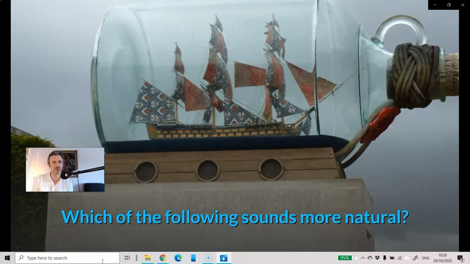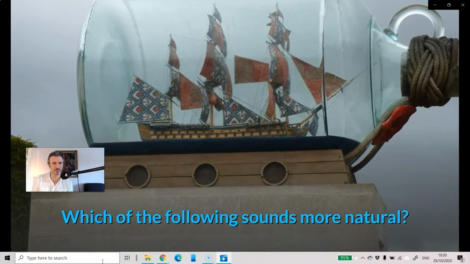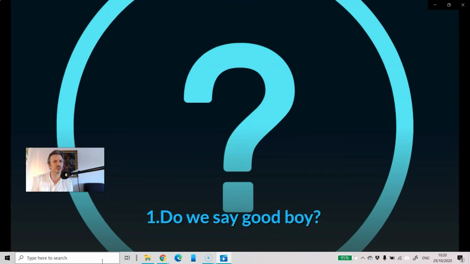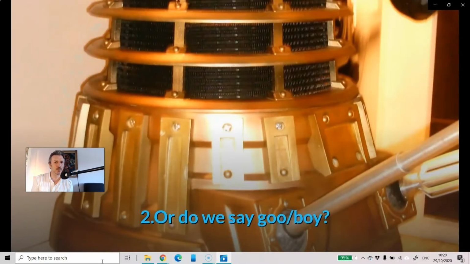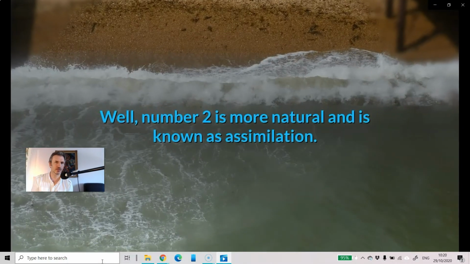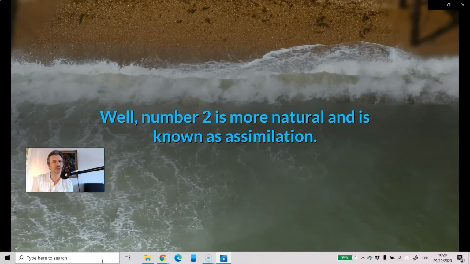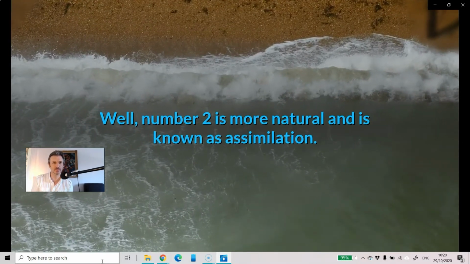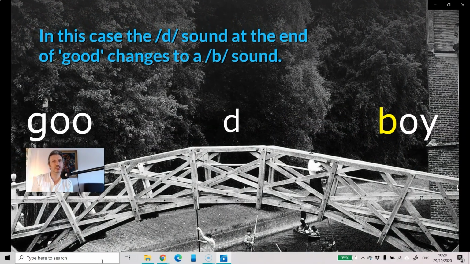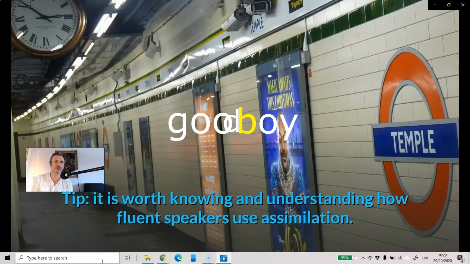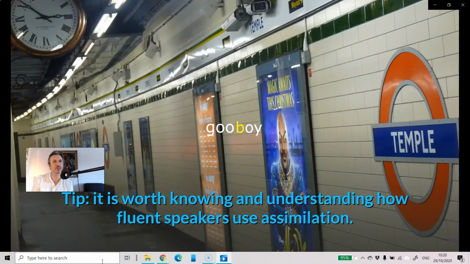Which of the following sounds more natural? Do we say "good boy"? Or do we say "gub boy"? Well, number 2 is more natural and is known as assimilation. In this case, the d sound at the end of good changes to a b sound. Tip: it's worth knowing and understanding how fluent speakers use assimilation.